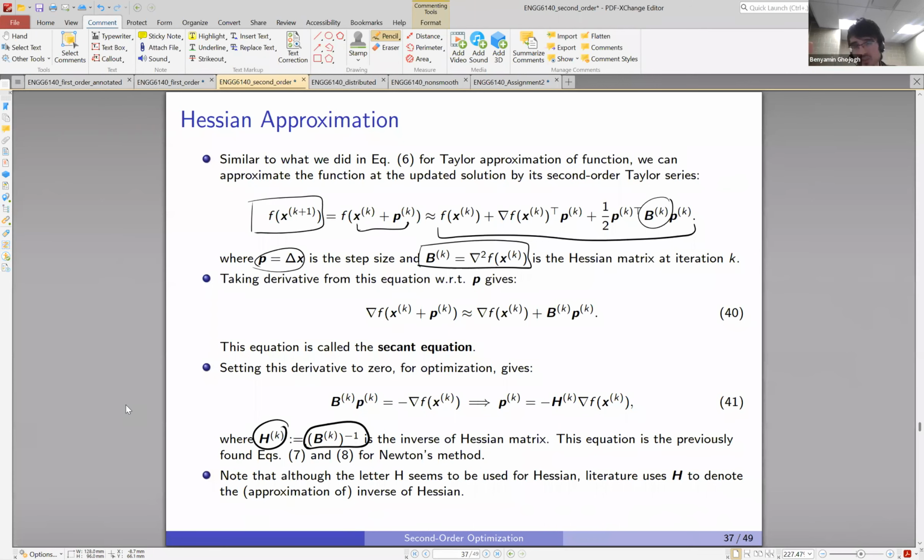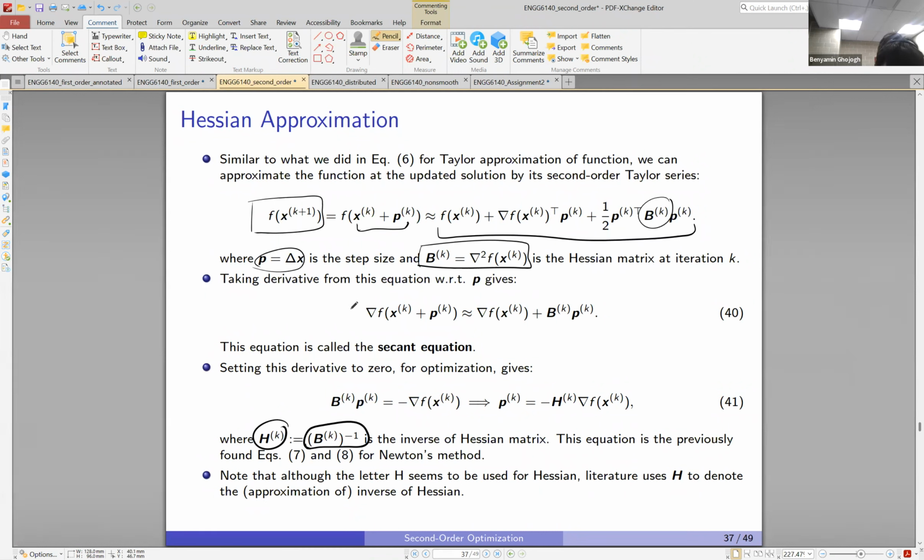Maybe in some papers which are not pure optimization, like machine learning papers, they denote the Hessian by H. I don't know, but if you look at the literature of optimization, you'll see that the Hessian is usually denoted by B, and the Hessian inverse by H. Okay, that's one thing which you should note. Bk is the Hessian at iteration k.